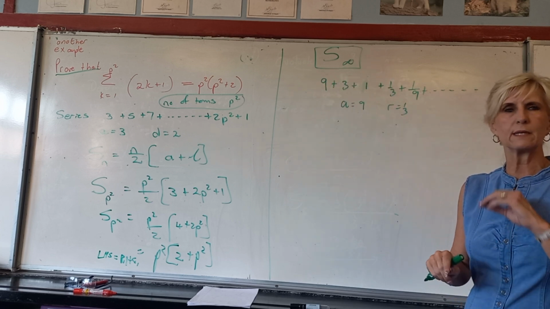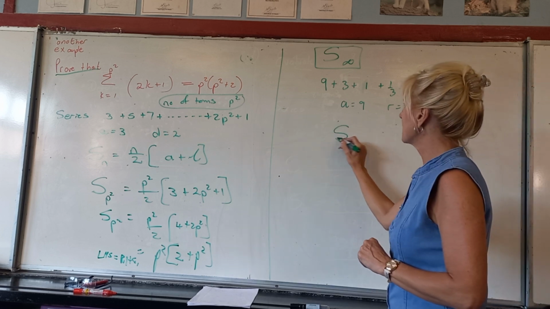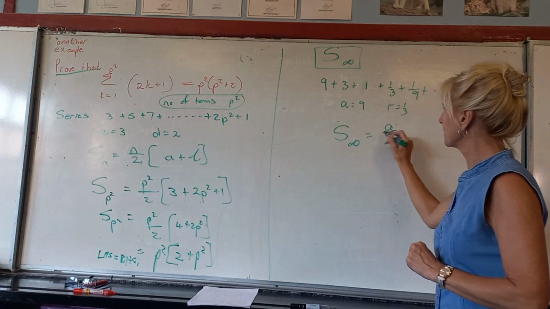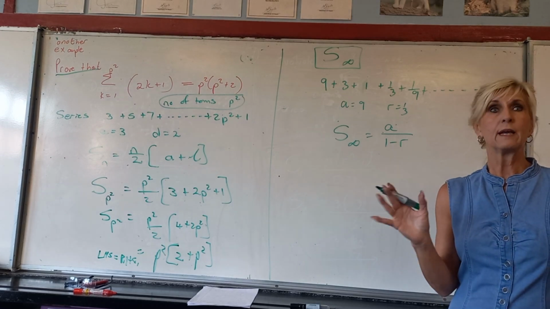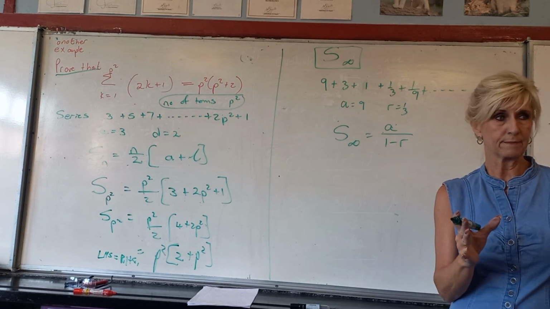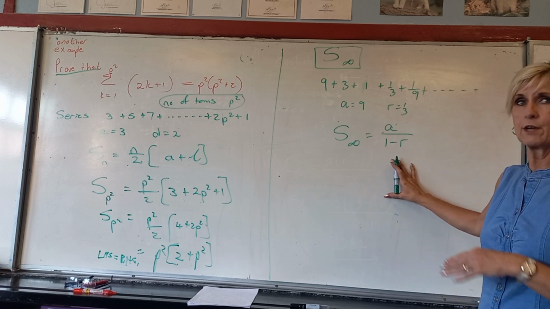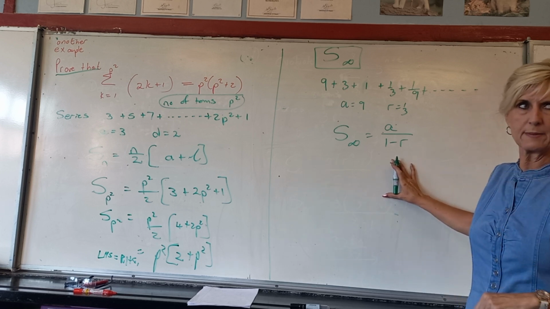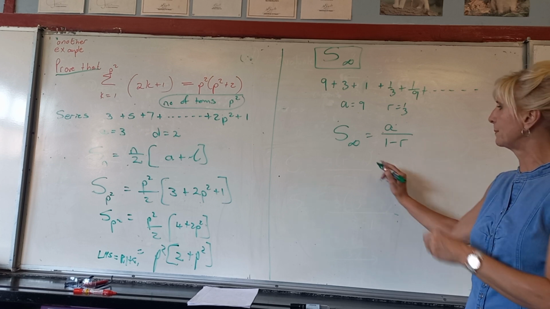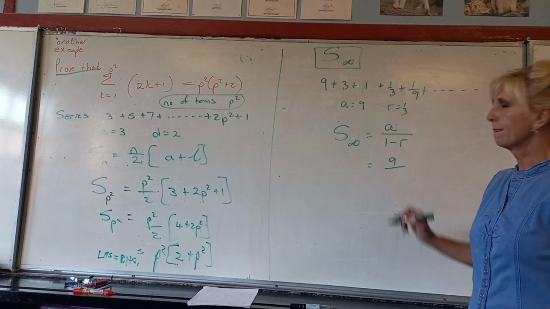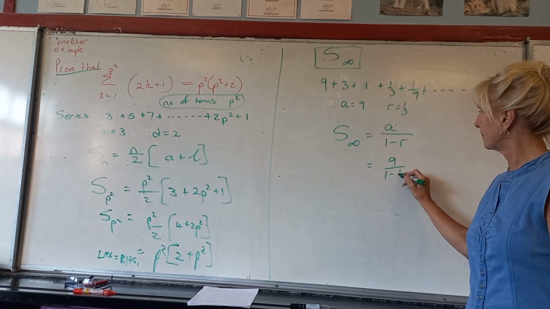Because the formula is easy peasy. Sum to infinity is equal to a over 1 minus r. That's it. It's on your formula sheet. So without explaining more, I'm going to explain the detail now. You're going to get these marks if you know the formula and you apply it. Because you're going to have a is 9 and r is a third.